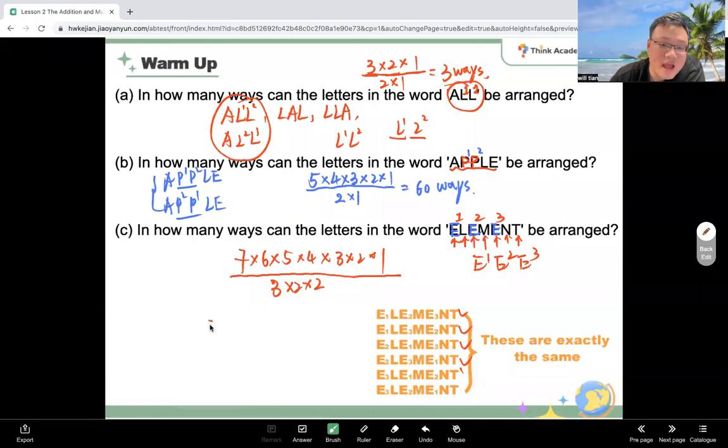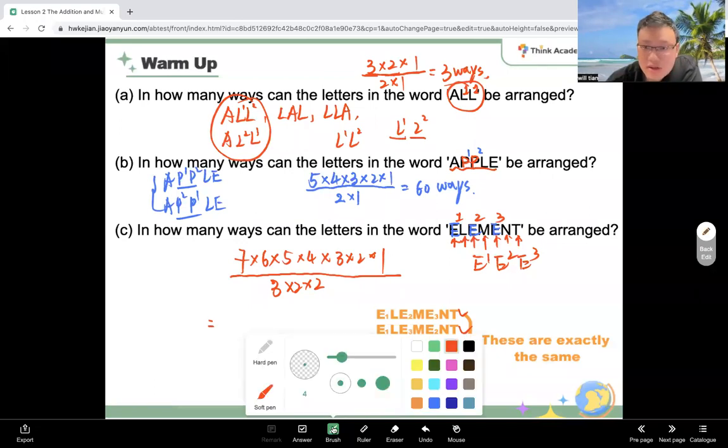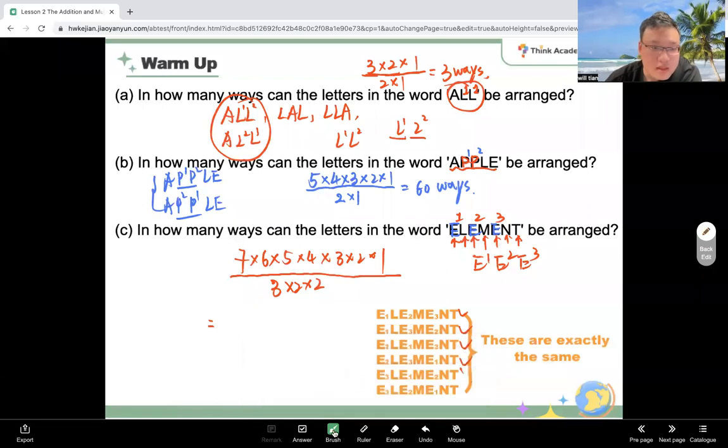All right, now we can get the answer to the question. How many different ways can we arrange this? Sorry, this is 1. Okay, so 3 and 3 will be canceled. 2 and 2 will be canceled. 1 and 1 will be canceled. So the final answer to the question will be 7 times 6, we got 42. 5 times 4, you got 20. So multiplying them together, you got 840 different ways to arrange that.